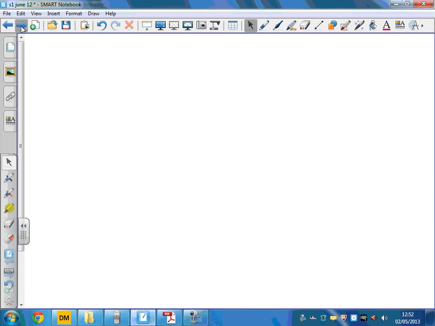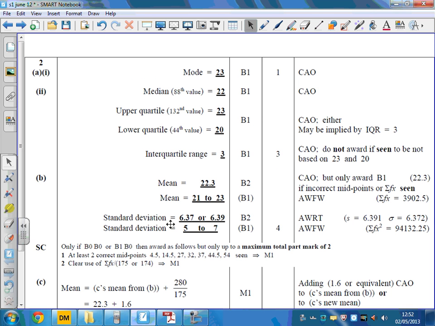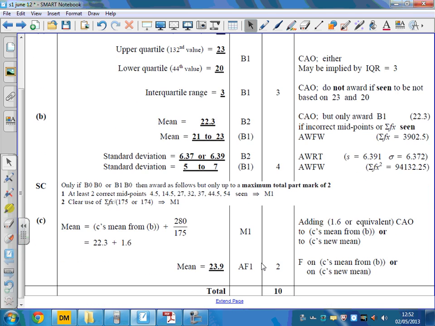Here is the mark scheme for that. There are ranges of these things, and if you use the S value in your calculator, you're still being given the mark there. Careful with the midpoints. If they're not seen, if they're seen to be wrong, you might lose a mark. But there we are.